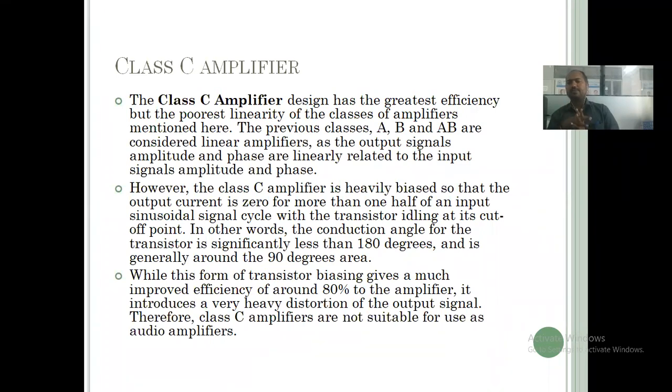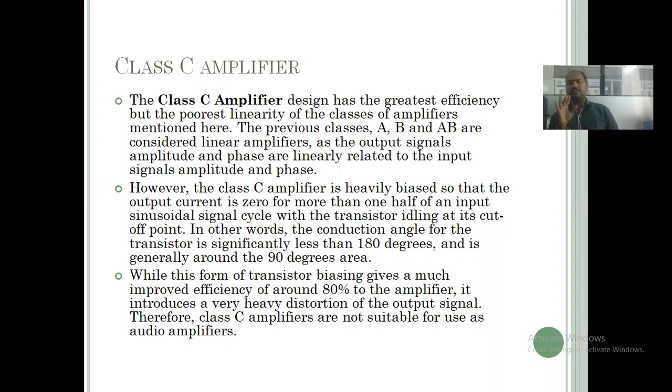In the case of a class C amplifier, the data sent has only less than 180 degrees. Consider that your data should travel in a full cycle, a full circle, that is 360 degrees. So only less than 180 degrees passes when you use the class C amplifier. What it indicates is that the data is eliminated or collapsed in part. This happens in the case of the class C amplifier.